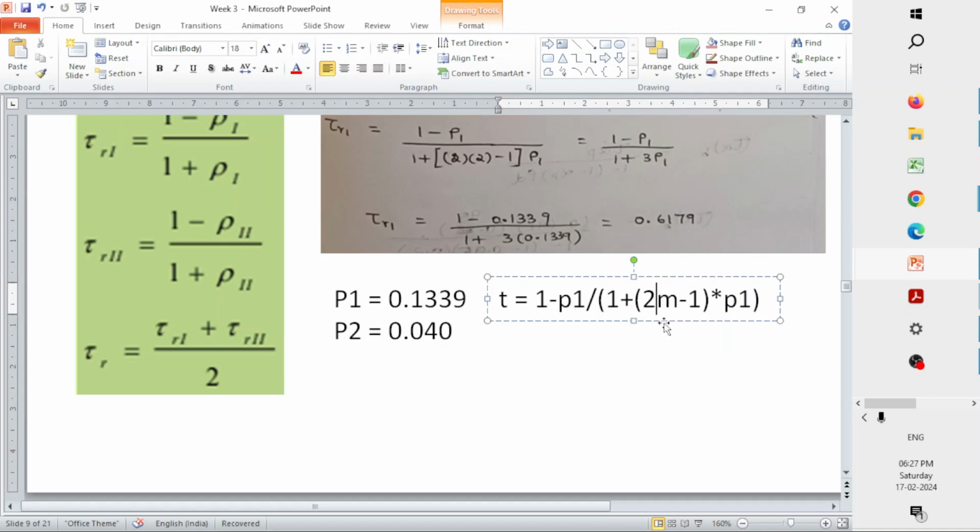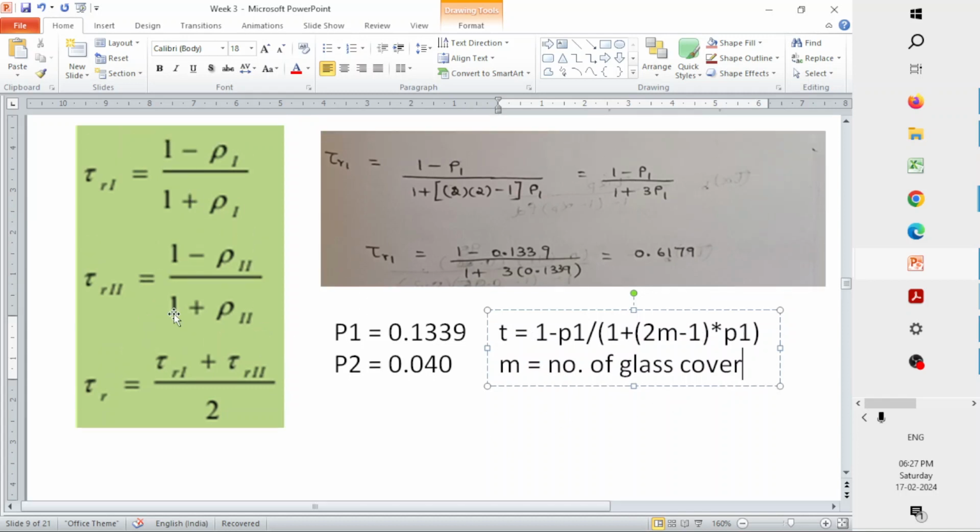Here m is the number of glass covers. Ours is a 2 glass cover system, so the value of m is 2. The formula in the green box is under the assumption of a 1 glass cover system, but we have a 2 glass cover system, as you see in the question.